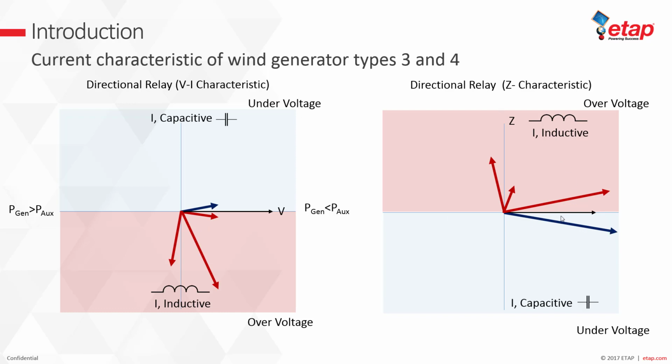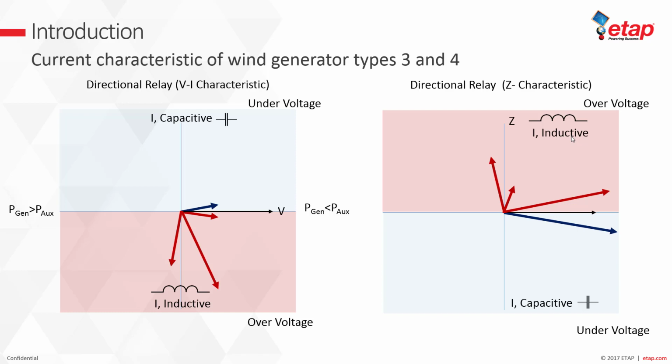So when we look at impedance characteristics, what's going to happen is that if the WTG is inductive, the impedance that we see is going to come into the first and second quadrants. But if the WTG is capacitive, the seen impedance will come into the fourth and third quadrants.